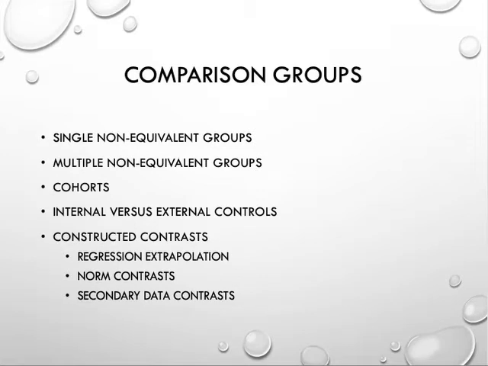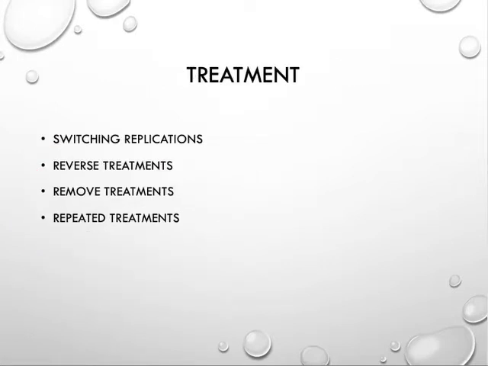In comparison groups, we can use single non-equivalent groups, we can use multiple non-equivalent groups, we can use cohorts, we can use internal versus external controls, or we can use constructed contrasts where we extrapolate through regression. We use norm contrasts or secondary data contrasts. Generally speaking, we're going to be looking at these types of things. When it starts getting into these, things are going to start getting really complicated. In treatment, we can switch replications, we can reverse treatments, we can remove treatments, and we can repeat treatments.